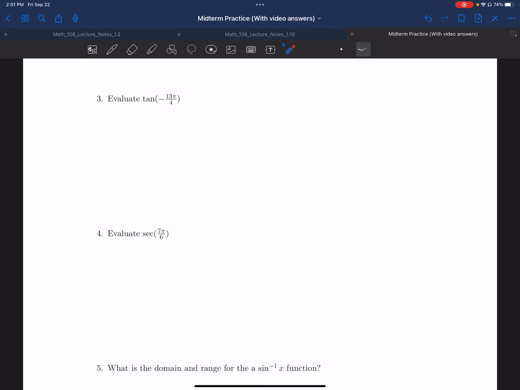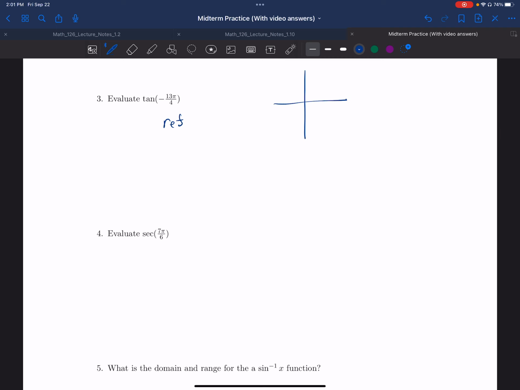Okay, so let's look at how to solve these. The way we've been solving this is, in order to evaluate any of these trig functions, we first need to figure out what is the reference angle for negative 13 pi over 4.